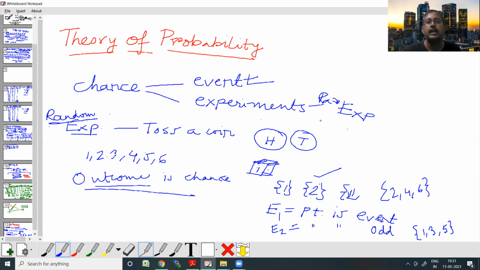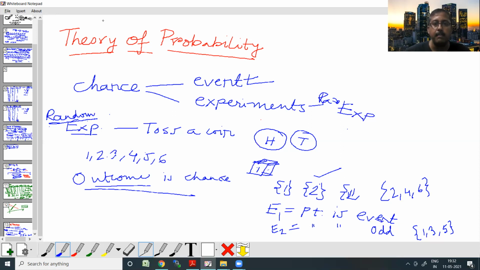If the event cannot be broken down into portions, then it's called an elementary event. And if it can be decomposed or broken down into multiple smaller events, then it is called a composite event, right? So this is where I think we can start off.